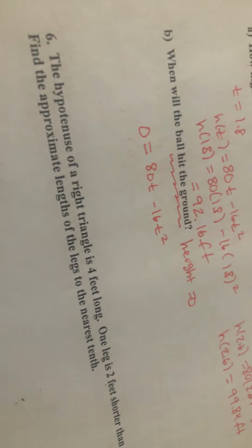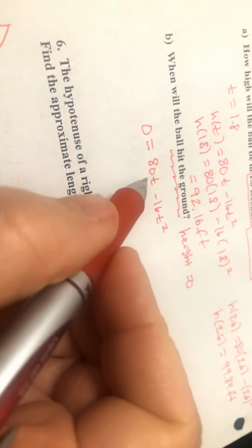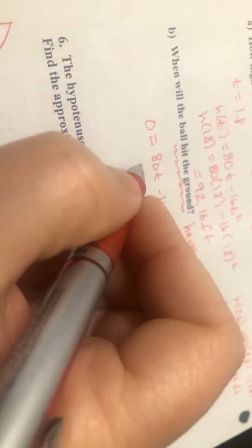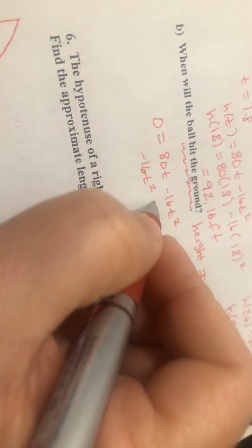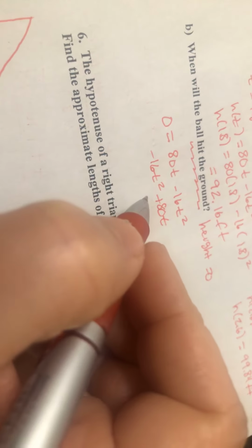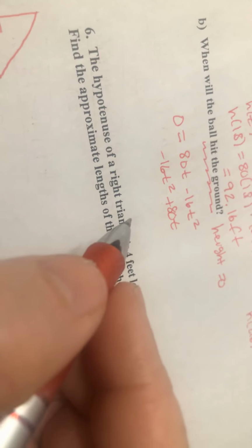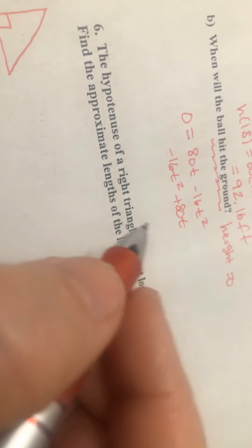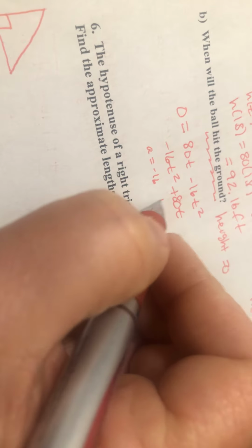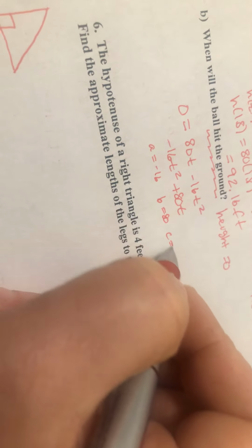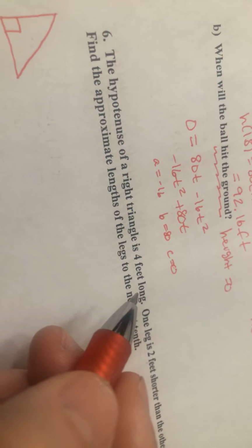All right, so this is a quadratic. I'm going to turn it around: negative 16t squared plus 80t. Now, I could totally do the quadratic formula on it, and it would be okay if I did. A is negative 16, B is 80, and C is 0.